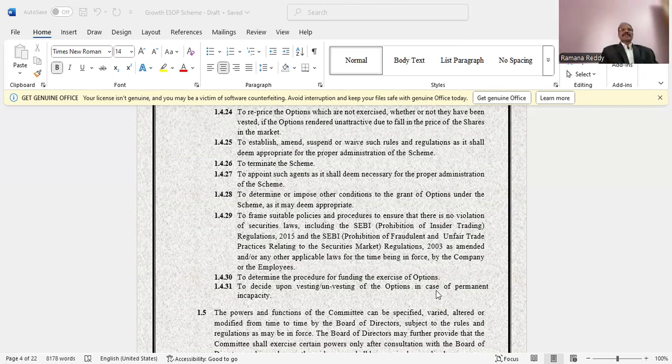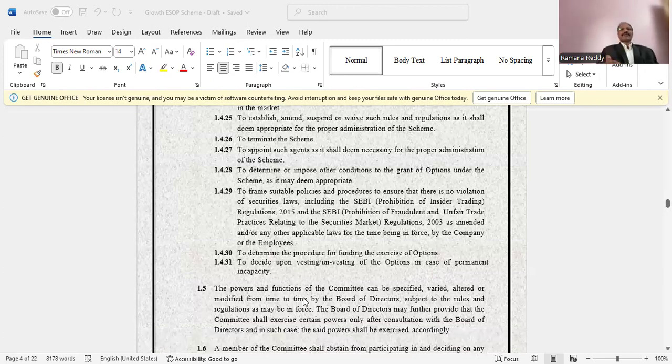And even for allotment, NRC will take a decision, allotment even through the trust route. If it is a trust route, money is required for purchasing, for allotting options, allotting shares to the trust. So for the funding, NRC will take a decision whether the company will pay or the company will arrange any loan by giving a guarantee. So this will be decided by the NRC. So to decide upon vesting or unvesting the options in case of permanent incapacity. So these are all the powers given to the NRC.